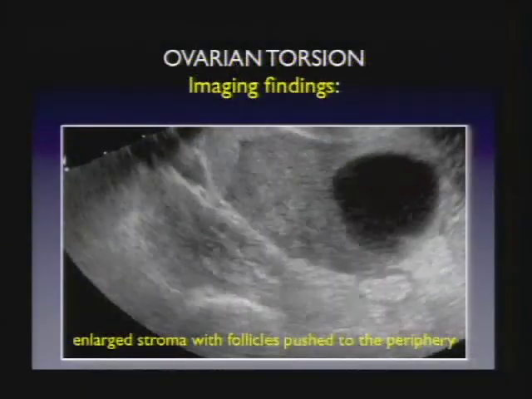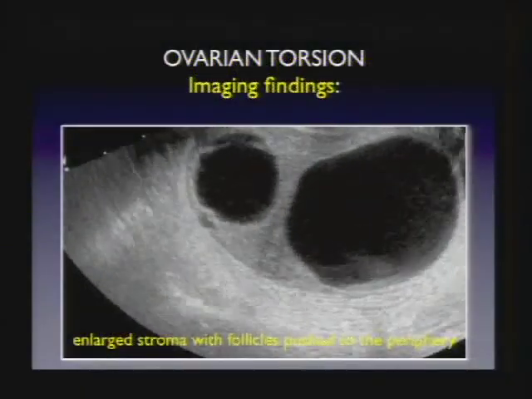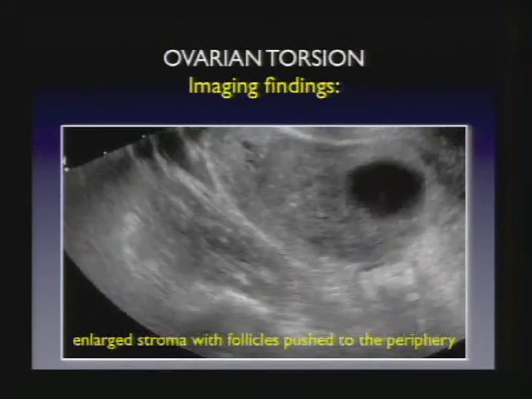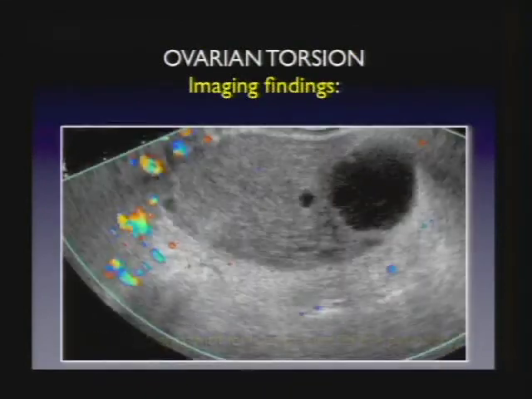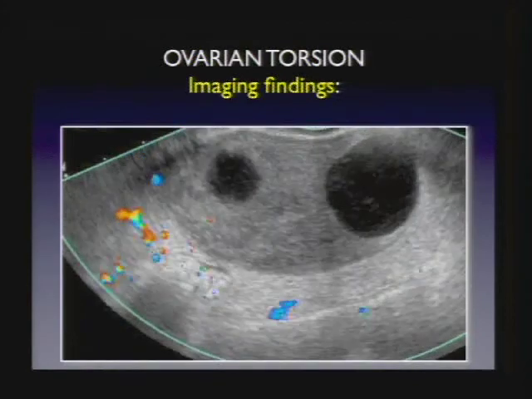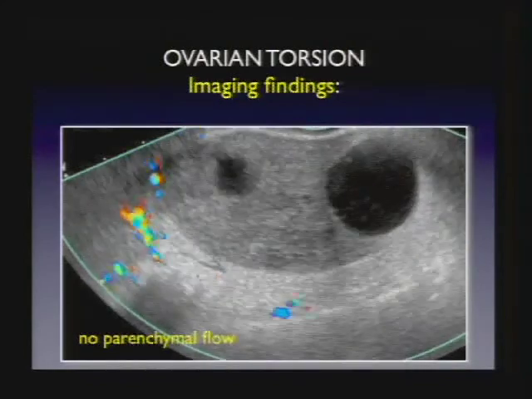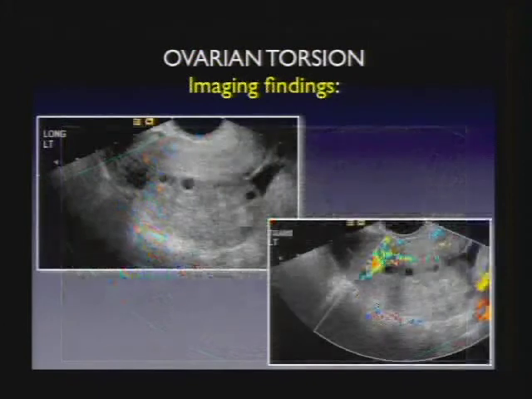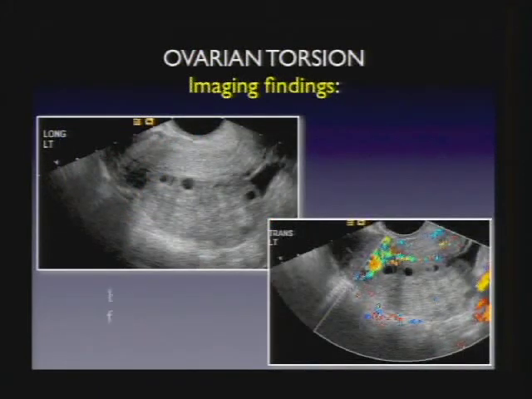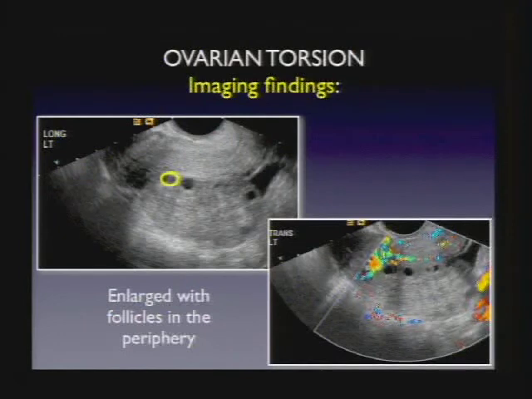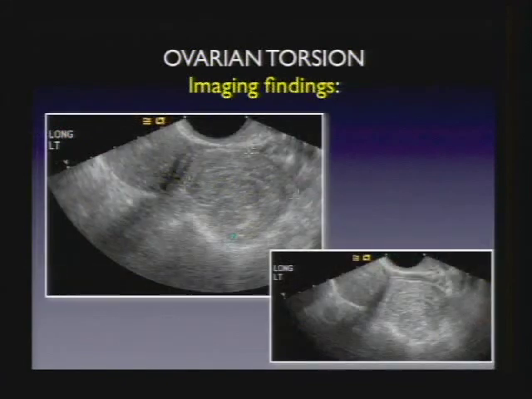So here's an example of a torsed ovary, enlarged stroma with follicles pushed to the periphery. And here you can see on Doppler of the same examination, there is no internal flow and no parenchymal flow in this ovary. Here again, very typical imaging findings: enlarged, and the follicles are pushed to the periphery. It's this almost string of pearls sign, and internal ovarian stroma is heterogeneous, echogenic. And this is a classic appearance of an ovarian torsion, and of course, it's most of the time unilateral.